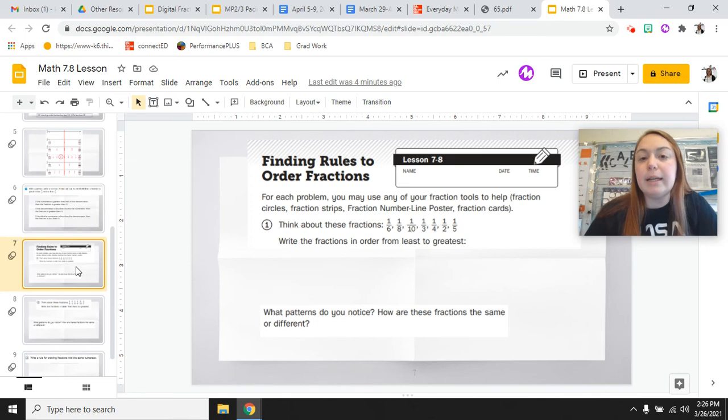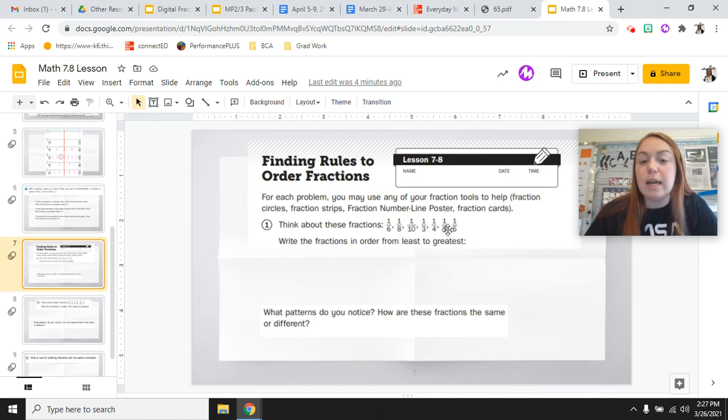All right, so the last part of our video today will be really quick. You are going to be completing an application problem where you are applying what you know about fractions and trying to write your own rule. So after this video, you are going to complete the Google Slides that looks like this. So what you're going to do is think about these fractions. There are all of these fractions with the same numerator. And it says write the fractions in order from least to greatest.